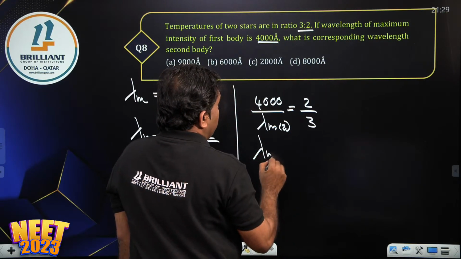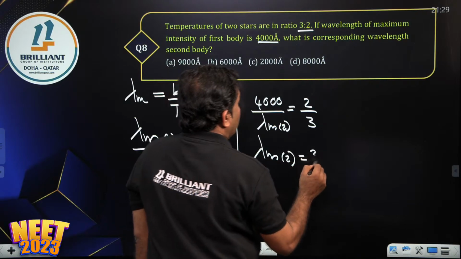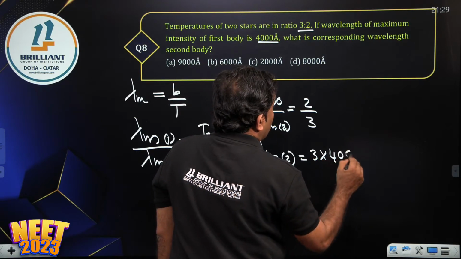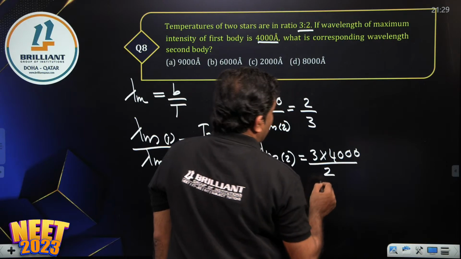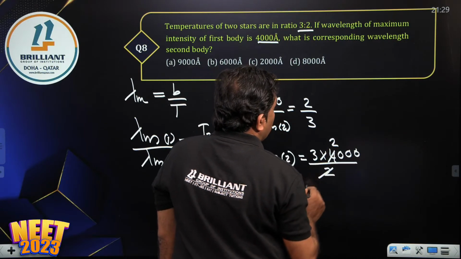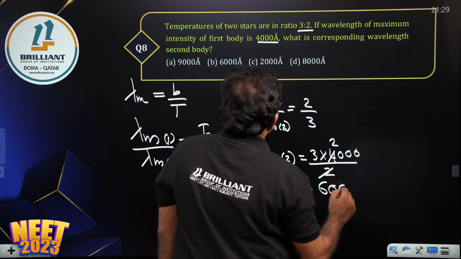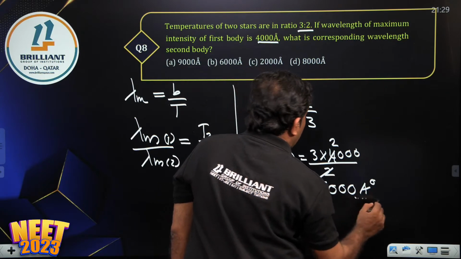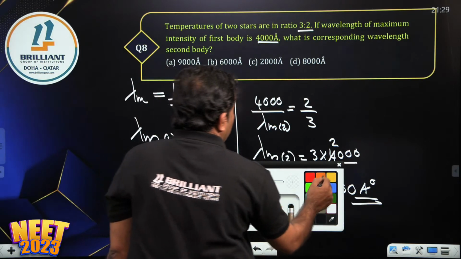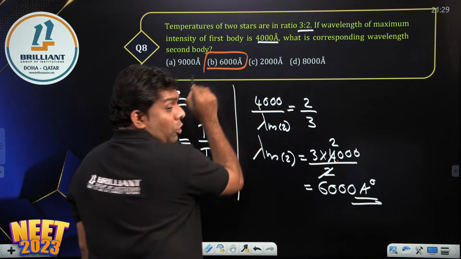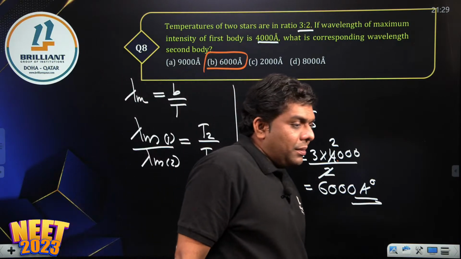So lambda m2 is equal to 3 into 4000 divided by 2, and this is equal to 2000. So it's coming 6000 angstrom. The right answer is, we can say, option B. Option B, the right answer is coming.